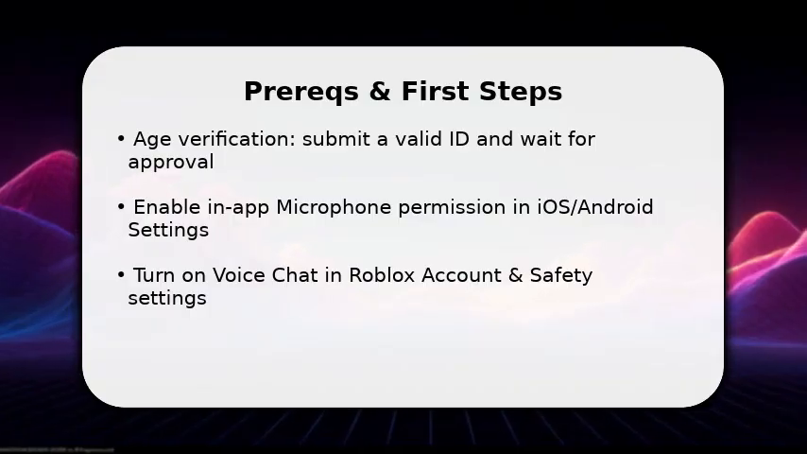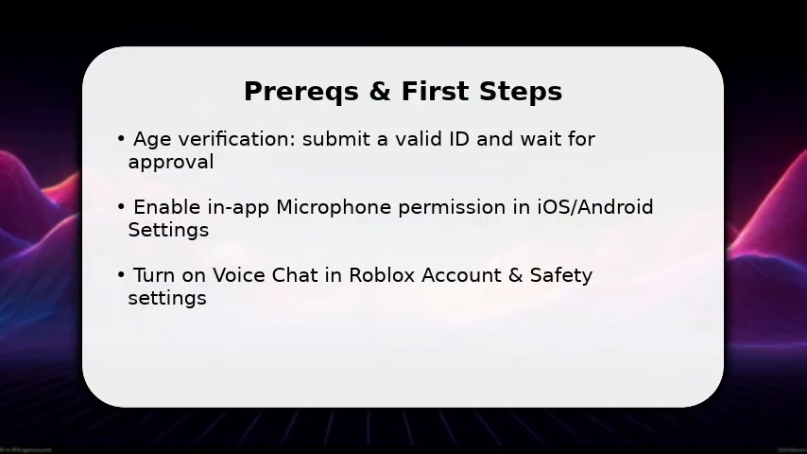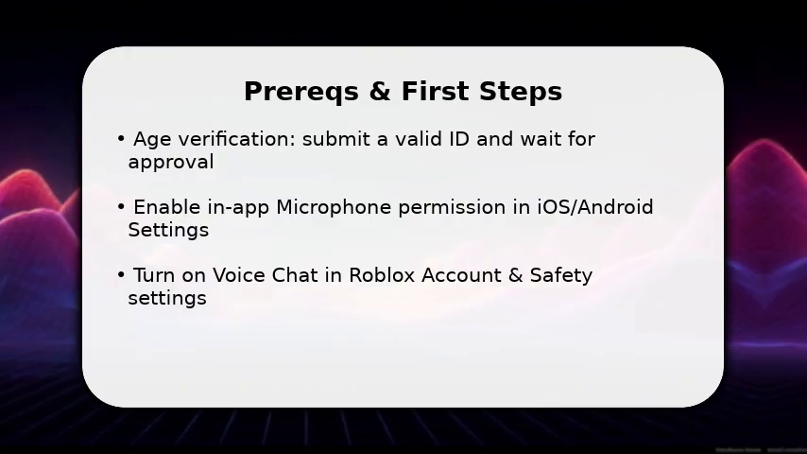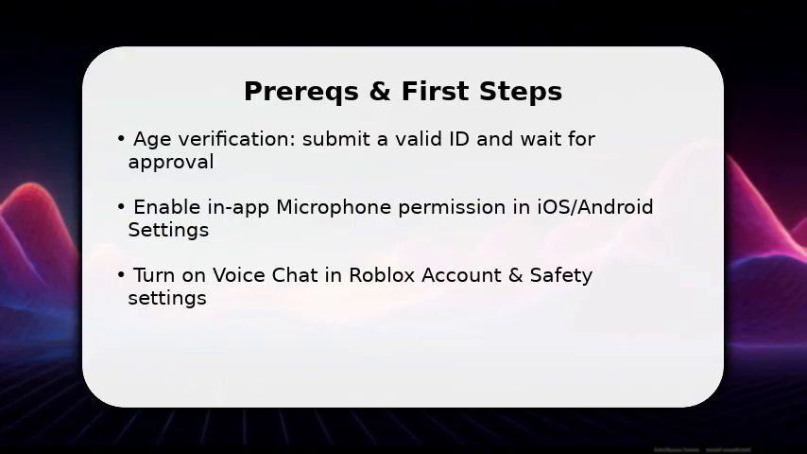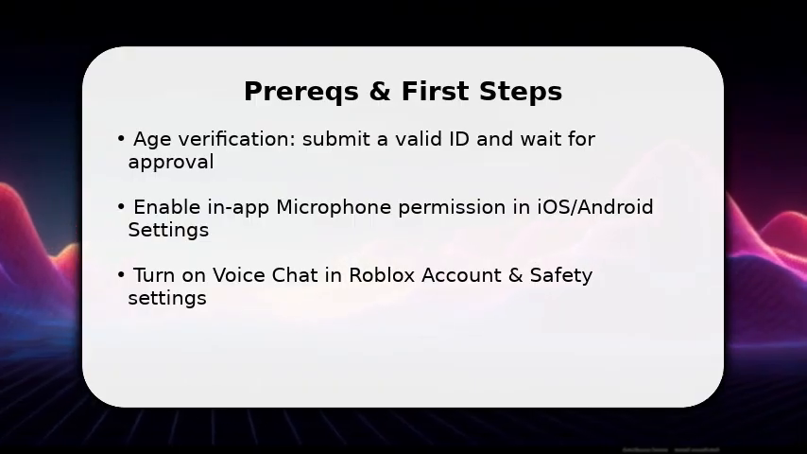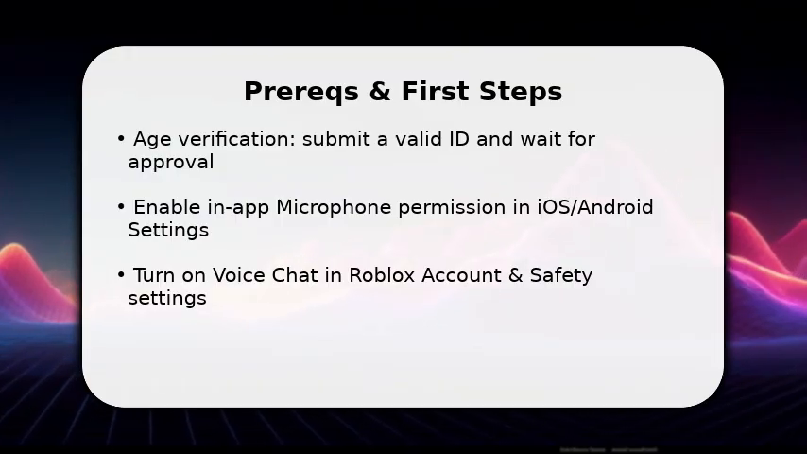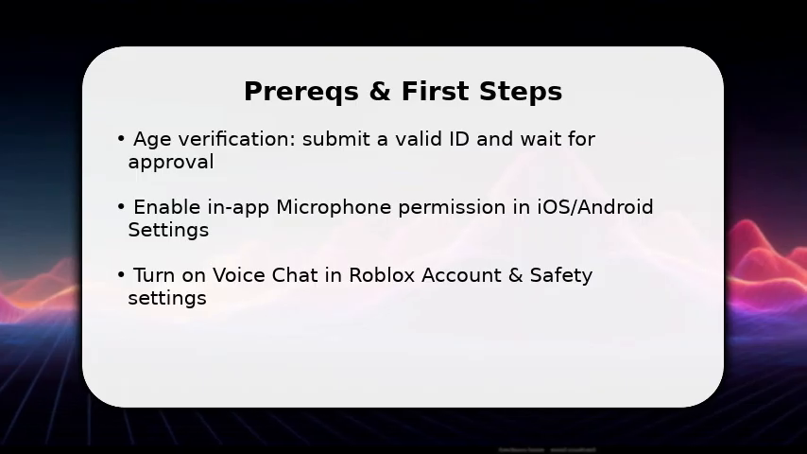You start by confirming prerequisites, age verification, and microphone permission. Go to Roblox settings privacy and enable voice chat. Upload your ID when prompted. Once done, allow the app to access your microphone in your phone settings, because without that the app cannot capture audio. Make sure your account's safety age matches the verified ID, otherwise voice features remain locked.